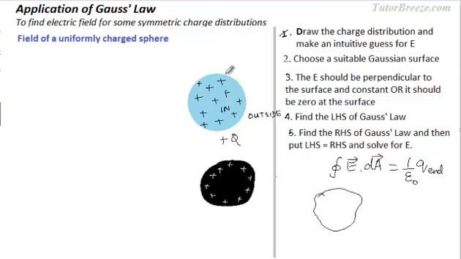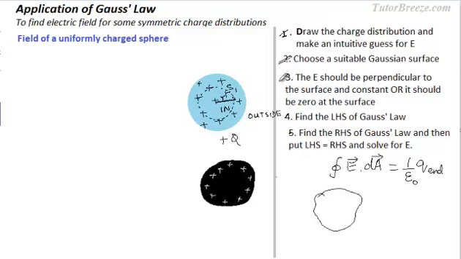Now over here you can see that since the system is spherically symmetric, we will choose a spherical Gaussian surface. Now say we want to find the field at a point P, which is at a distance r, and the point is inside the charged sphere. So we'll choose a spherical Gaussian surface over here, and we'll just call this S1. So now step 2 is completed. We've chosen a suitable Gaussian surface, which over here is the sphere.